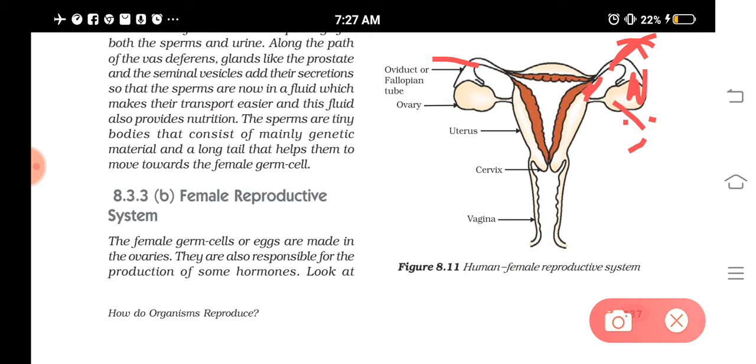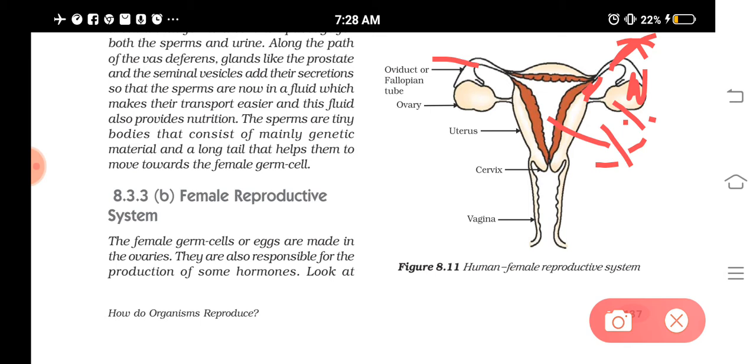So oviduct is the place where the fertilization occurs. It can be asked where fertilization occurs in human female. Fertilization means what? Fusion of male and female gametes. So sperm and ovum fusion will be taking place where? In this region, that is in the oviduct. So oviduct is the place where fertilization, fusion of male and female gamete takes place. Is it clear?